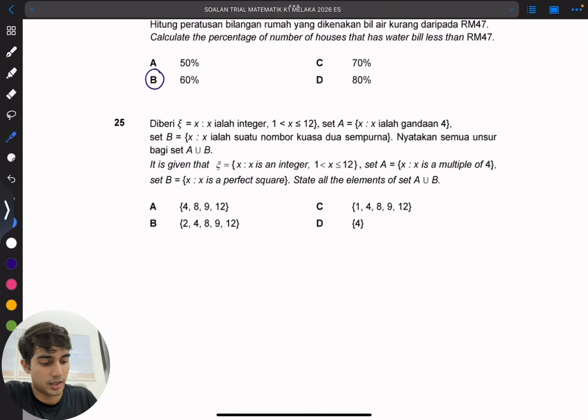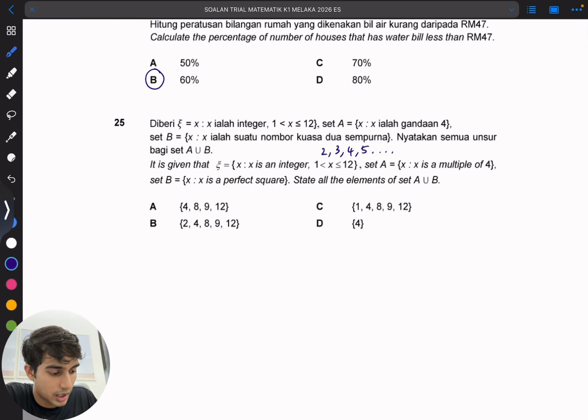25. Given that x is an integer between 1 and 12. Okay, so let's list down the x. 1 is more than 1, so you can't take 1. So it's 2, 3, 4, 5 until 12. 12 we can take because they said equals to 12 lah. Set A is a multiple of 4. So 4, 8, 12. 16 no need lah, because the total set is only from 2 to 12. Okay, this is set A.